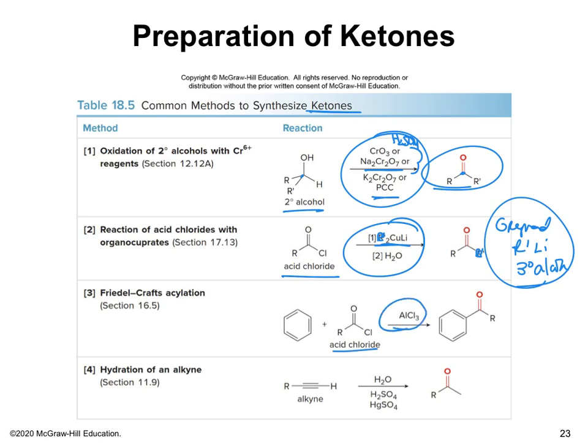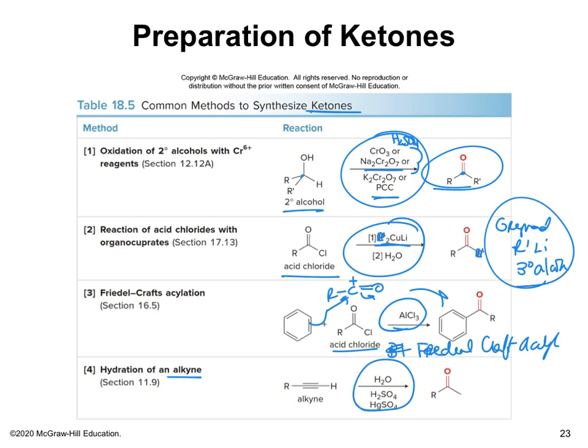Acid chloride with aluminum trichloride, this is the Friedel-Crafts acylation. So you remember that forms this electrophile, and then you get the sigma complex. Rearomatization. Here, alkynes, we do this with mercury sulfate and sulfuric acid. We make the enol, and then the enol will tautomerize. So the enol is on this carbon now, and yeah, makes a ketone. So those are 4 ways to make ketones.